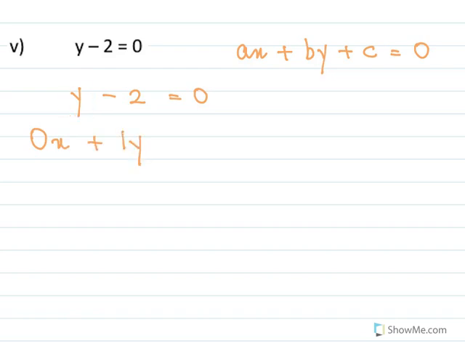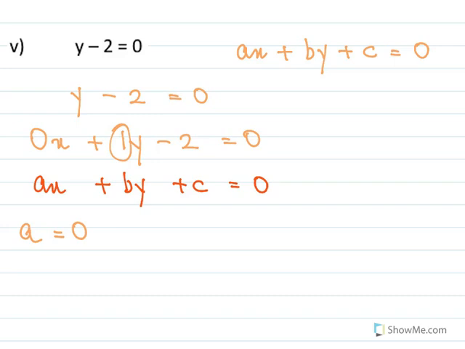This is what we write here, 1y minus 2 equal to 0. Now we compare it with the standard form, that is ax plus by plus c equal to 0. As we compare, we see that a is the coefficient of x, and the coefficient of x here is 0, so a equal to 0. B is the coefficient of y, and the coefficient of y here is 1, so b equal to 1. And c is the constant term, which is minus 2, so c equal to minus 2.